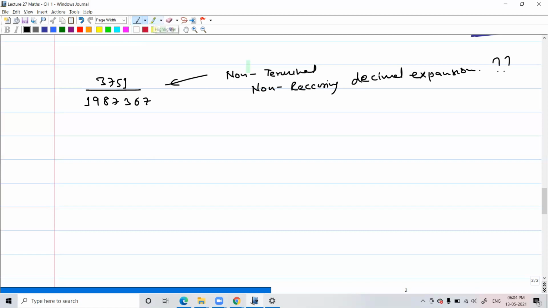Okay, that's very good. So what does it tell you? That the fraction won't be terminating. It is non-terminating. Now, if it is non-terminating, can you also tell me whether it is non-terminating recurring or non-recurring?